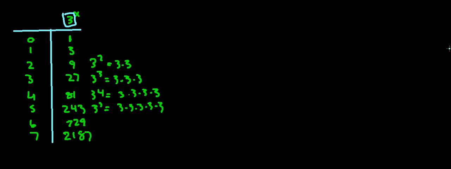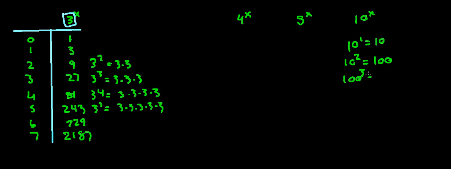So if we had 4 to the x, then we'd be quadrupling every time we went up by 1 in x. If we had 5 to the x, we'd be quintupling every time we went up by 1. If we had 10 to the x, which is our scientific notation base. If you've ever taken a science class and you've learned about scientific notation, it's an exponential function essentially. Every time we increase x by 1, it increases by a factor of 10. So we have 10 to the first, which is equal to 10, 10 to the second, which is equal to 100, 10 to the third, which is equal to 1,000.